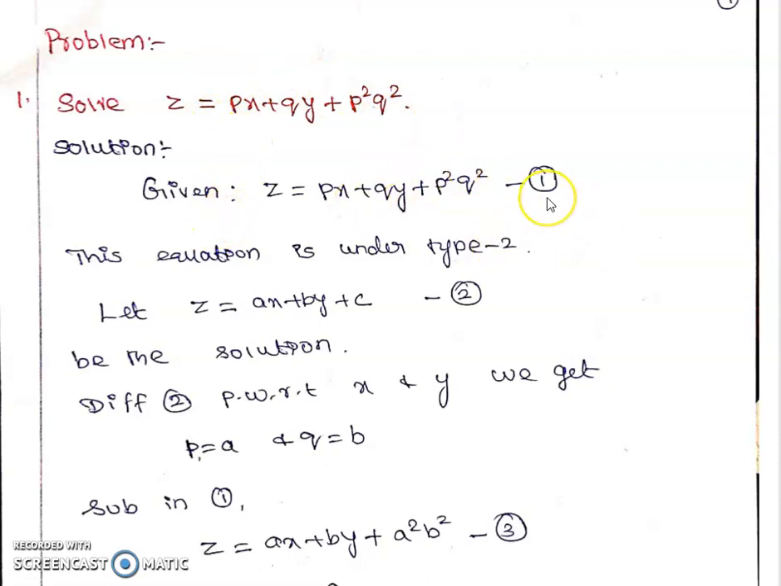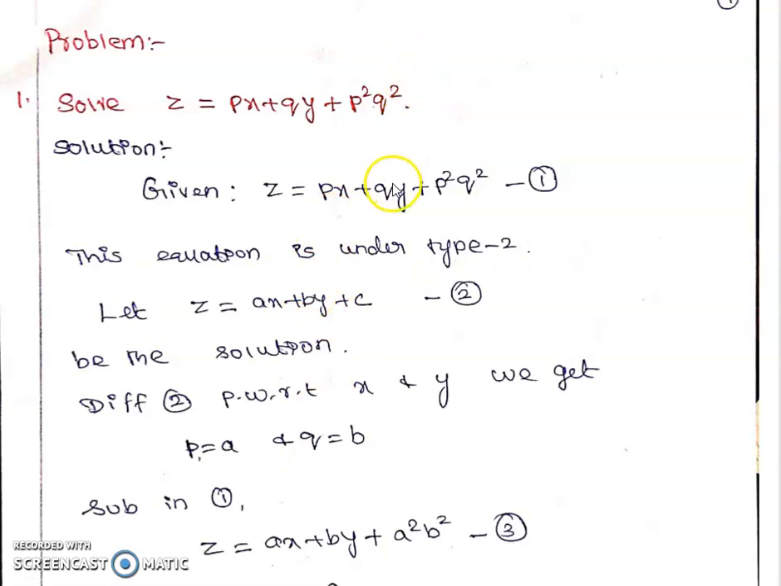Consider this given equation as equation number 1. Let us assume the solution z is equal to ax plus by plus c, as equation 2. Differentiate equation 2 partially with respect to x and y. We get p is equal to a and q is equal to b. Substitute this p and q value in the given equation number 1.